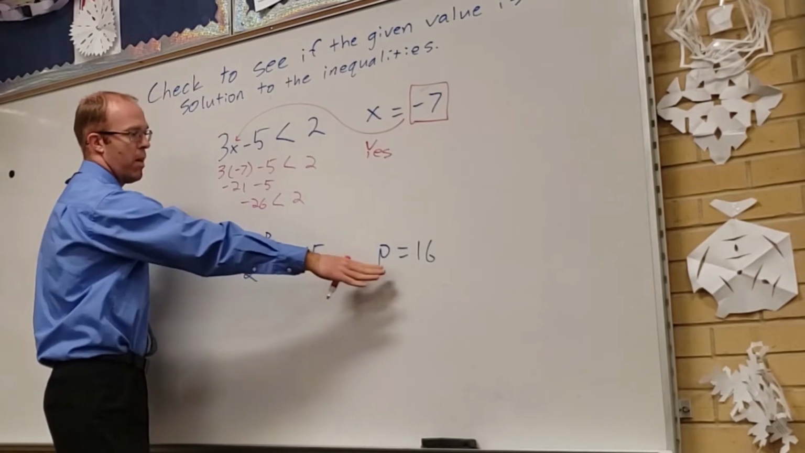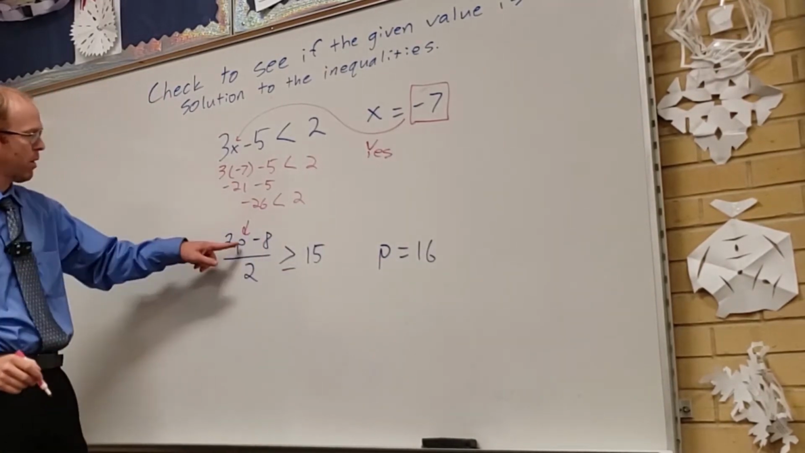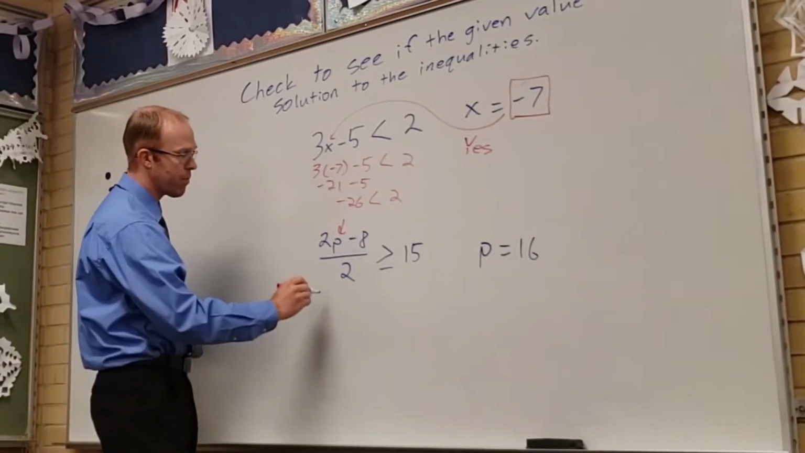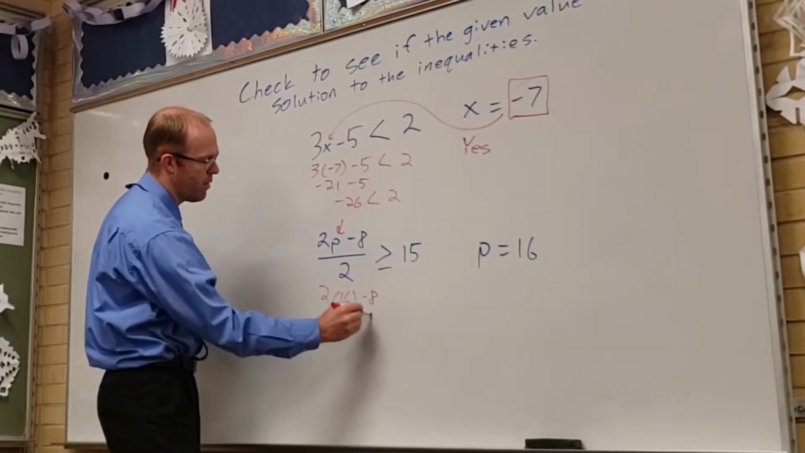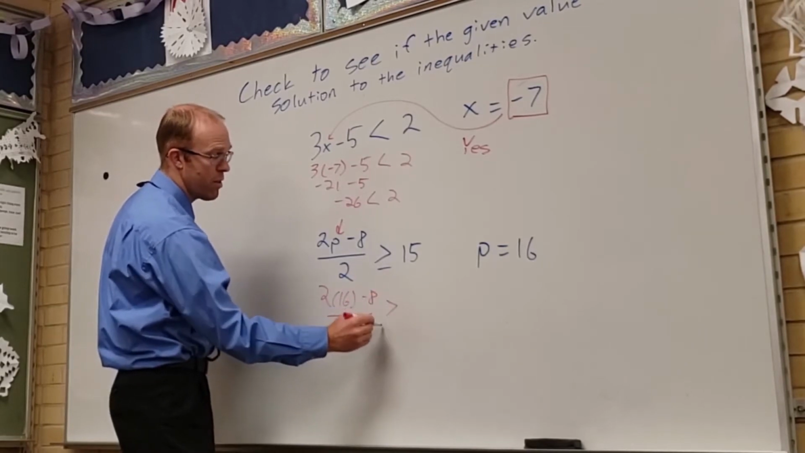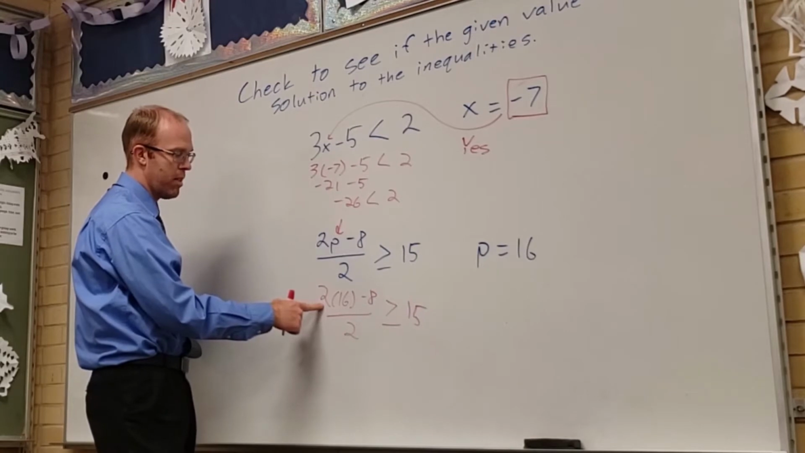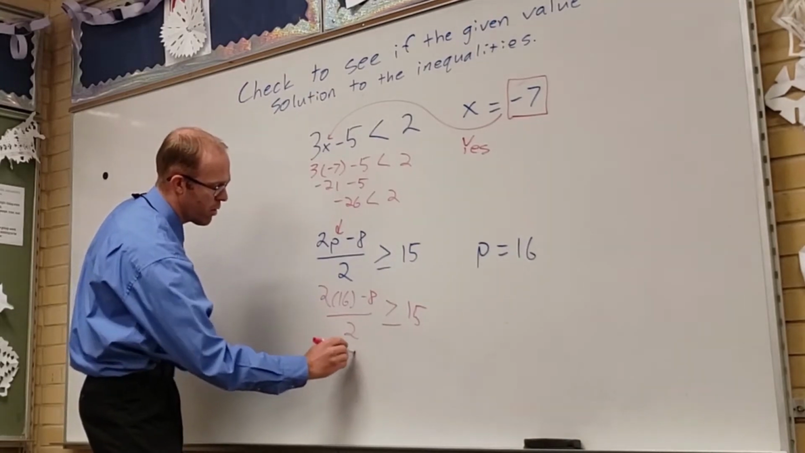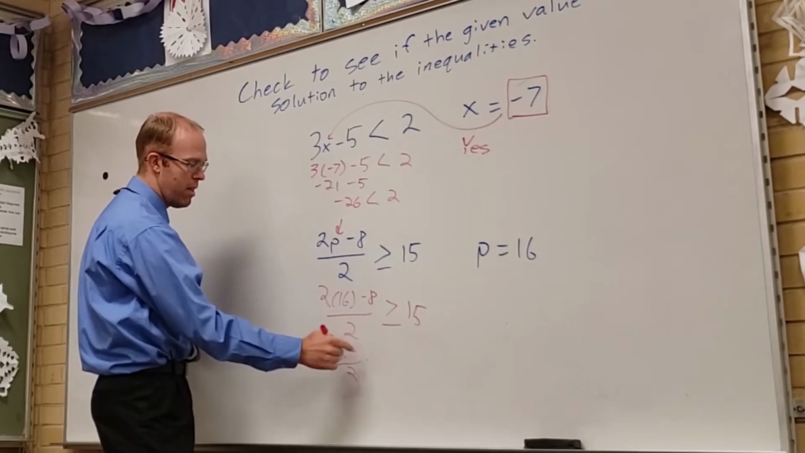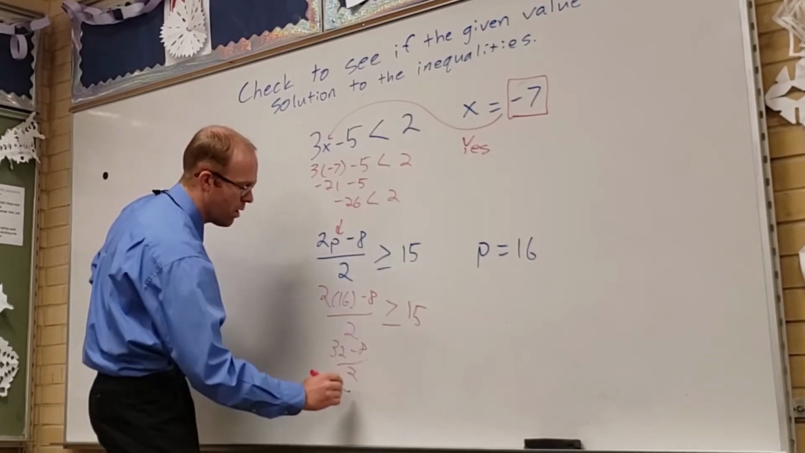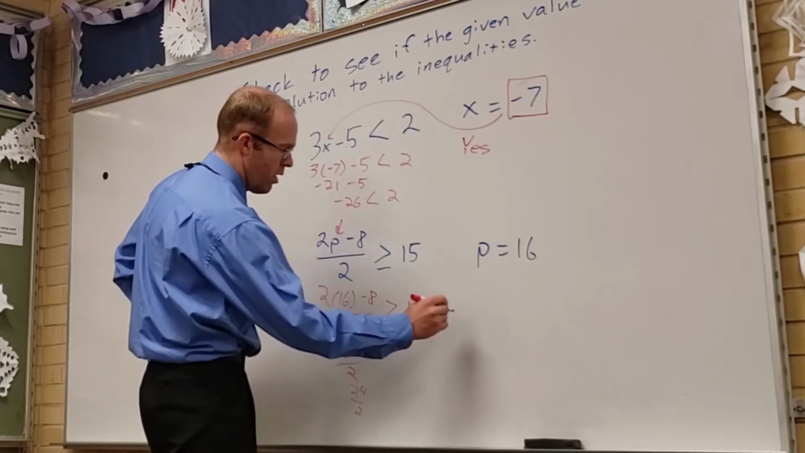Now we're going to test out the 16 for p, so here's our value for p. We're going to replace that with the 16. So we get 2 times 16 minus 8. I'm going to divide that by 2, and we want to see if that is greater than or equal to 15. 2 times 16 is 32. So we get 32 minus 8 divided by 2. 32 minus 8 is 24. So we get 24 divided by 2, which is 12.